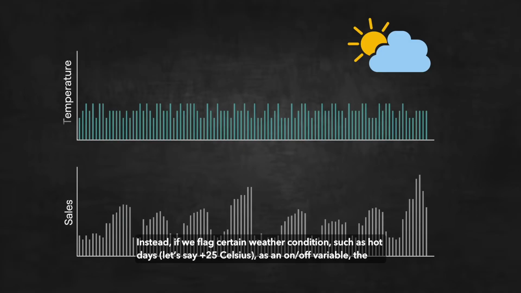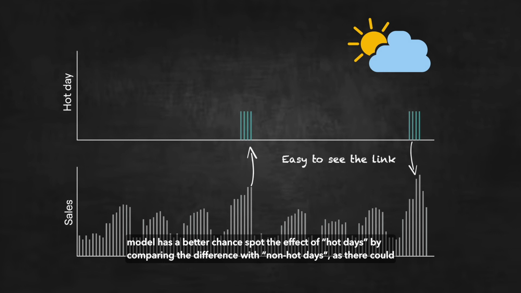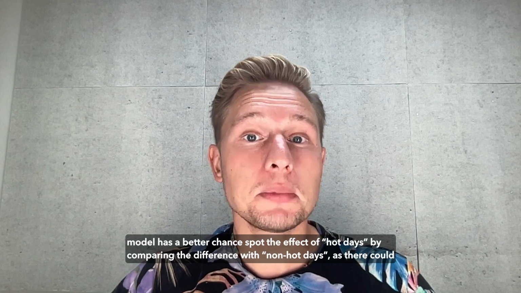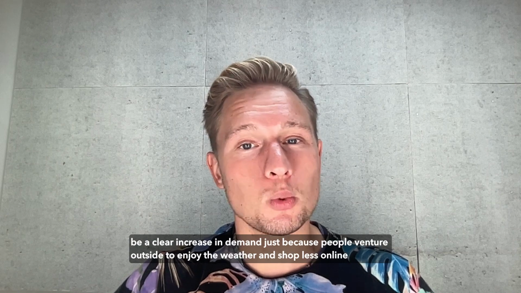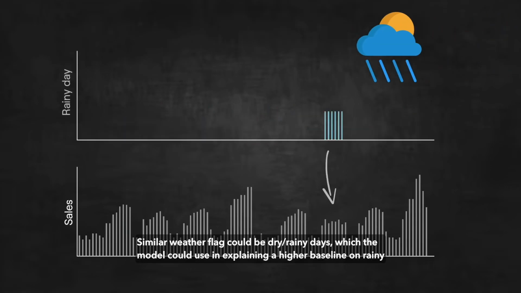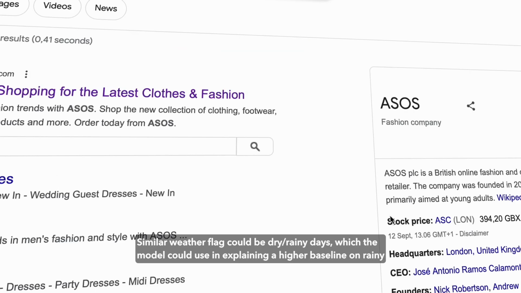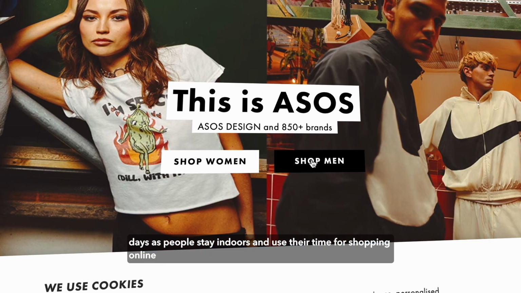Instead, if we flag certain weather conditions, such as hot days plus 25 Celsius, as an on-off variable, the model has a better chance to spot the effect of hot days by comparing the difference with non-hot days, as there could be a clear decline in demand just because people venture outside to enjoy the weather and shop less online. Similar weather flag could be dry and rainy days, which the model could use in explaining a higher baseline on rainy days as people stay indoors and use their time for shopping online.